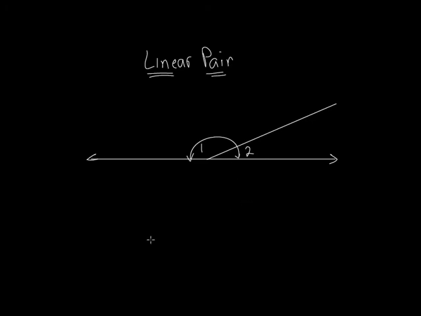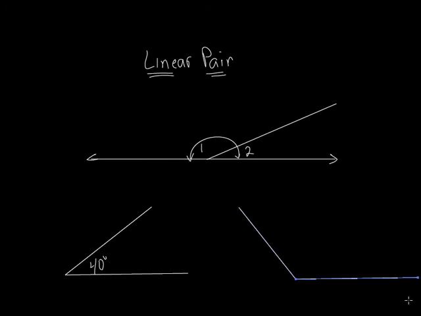What if we had this? What if I had, let's say that angle is, excuse me, 40 degrees. And let's say I have this angle right here is 140 degrees. All right. Well, what's true about 40 and 140 if I was to add them up? They add up to 180. Okay, so those two angles add up to 180.